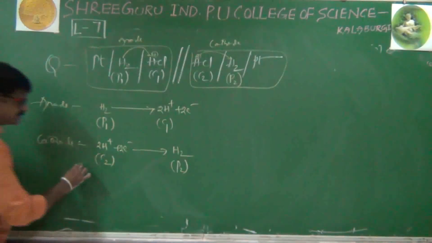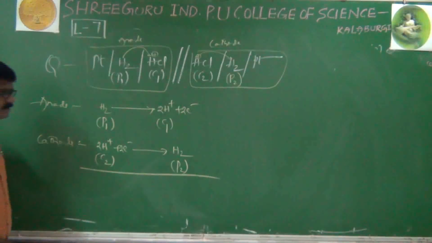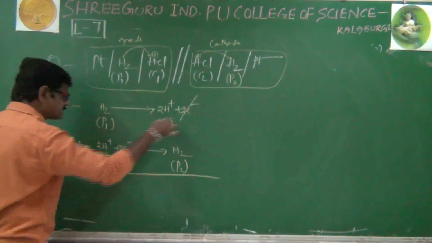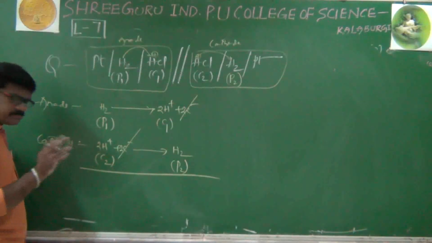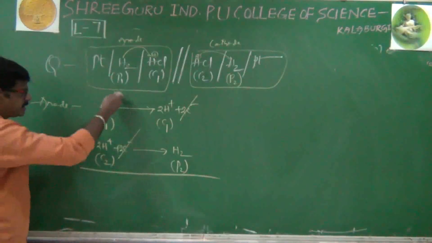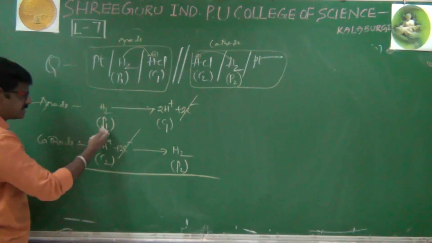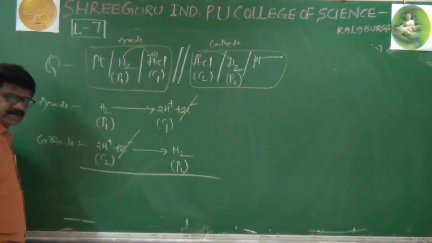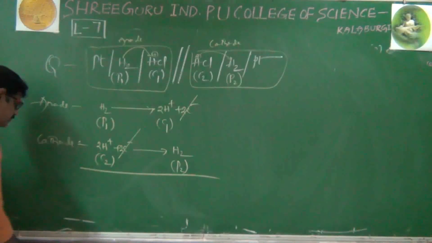That's all. Now I will just add them. If you add, you will get the net cell reaction. While adding, first we have to cancel the electrons. Here both electrons are the same. And the important point is, don't cancel H2 and don't cancel H+ with H+, because this H2 pressure is different, and this H+ concentration is also different.